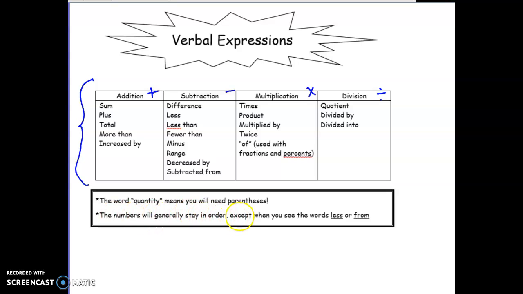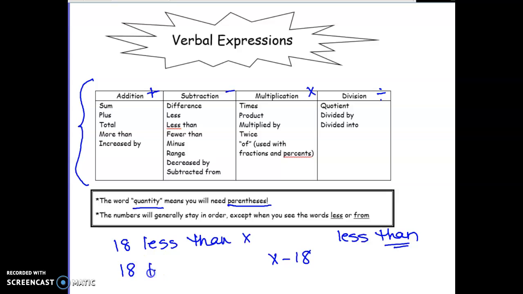The word quantity means you will need parentheses for the most part. So if you see the word quantity, think about parentheses. And the numbers will generally stay in order except if you see the word less or from. So if you have the word less than, that word than tells you to put the number after, and if it doesn't have it, then the number would go before. For example, 18 less than x would be x minus 18. But if you had 18 less x, it would be 18 minus x. So that word than is really important.